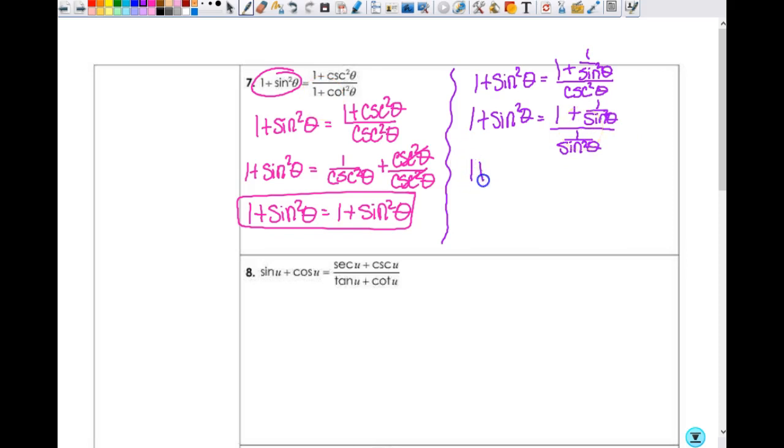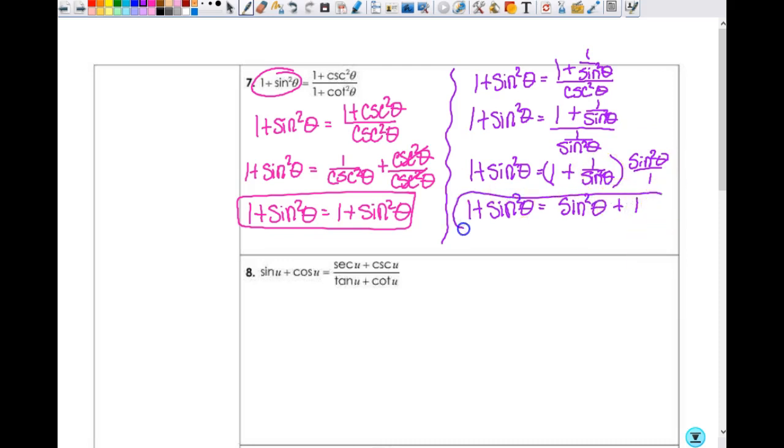So I'm going to make this into 1 plus sine squared theta equals 1 plus 1 over sine theta. That's my numerator, right? Sine squared theta. And then I'm going to multiply that by sine squared theta over 1 because I'm multiplying by the reciprocal. You with me? So now when I distribute, and I've got 1 plus sine squared theta on the left, when I multiply this times 1, that gives me sine squared theta, right? And when I multiply this by this, what do I get? 1. And you still get the same thing. So you get the same thing in the end either way.